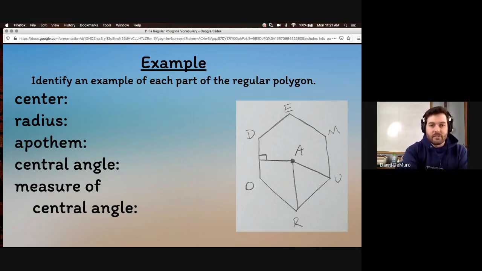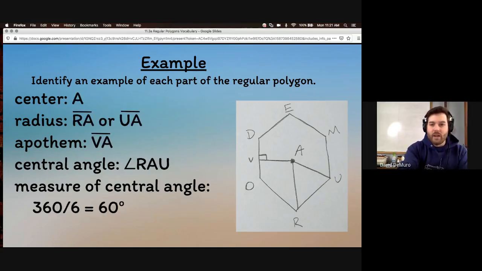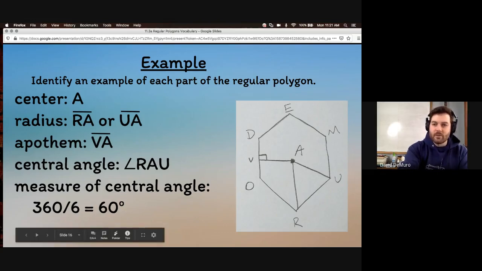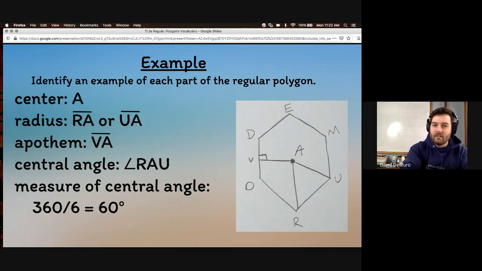So the center is going to be point A. Radius here would be either segment RA or UA, or you could always name those in reverse. AR and AU would also be acceptable names there. The apothem shown is segment VA, or segment AV would be fine too. A central angle would be angle RAU, and to find the measure of that central angle, we would take 360 divided by the number of sides. There are 6 sides, so 360 divided by 6 is a 60-degree central angle. This angle in here, RAU, measures 60 degrees.